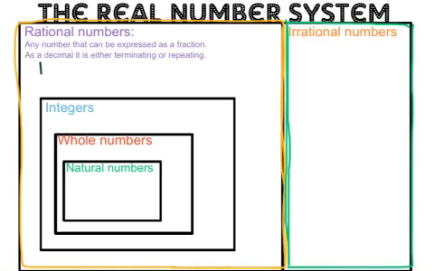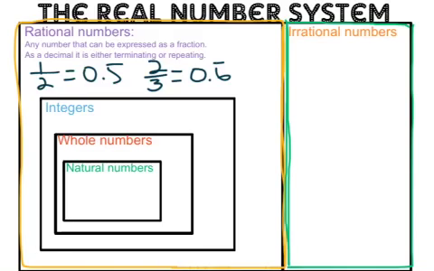So if you have 1/2, you know that can be changed or converted into a terminating decimal like 0.5. Or perhaps you could have a fraction like 2/3. 2/3 can be converted into a repeating decimal like 0.6 repeating. Other examples of rational numbers could be 0.75 or 0.31 repeating. So basically we're talking about any fraction or repeating decimal or terminating decimal.